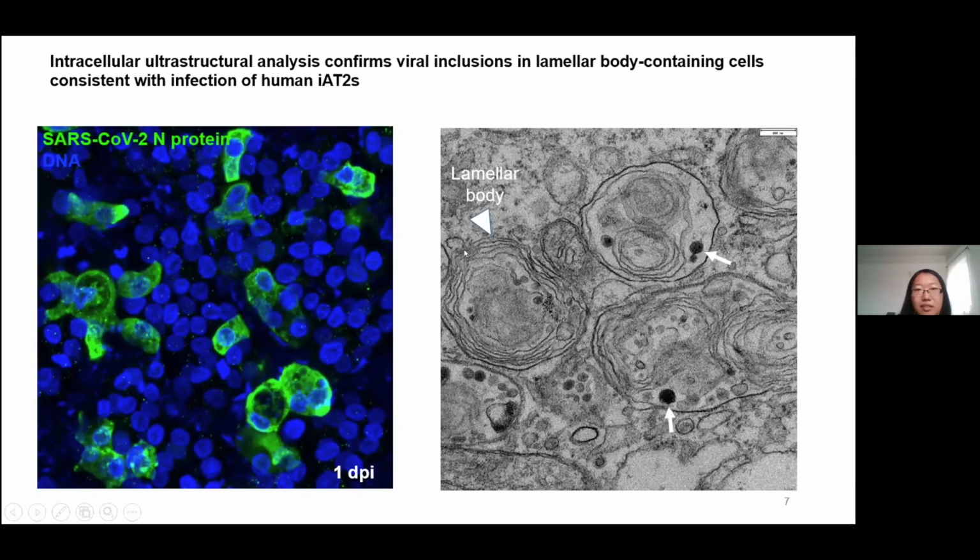We also show intracellular presence of the virus, of the virions. So here I'm confirming that where there are lamellar bodies, there are also these viral inclusions in lamellar body containing cells, which is consistent with the infection of the human iAT2s.